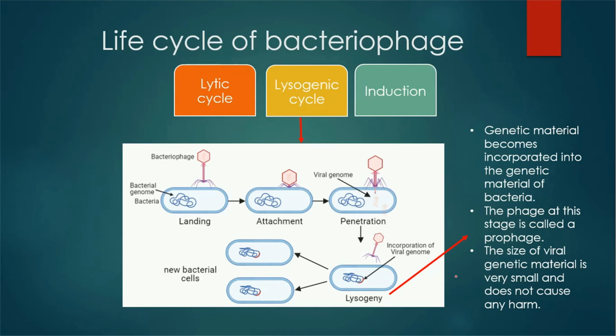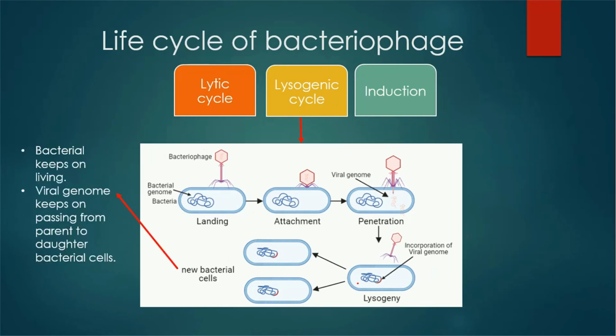Now, the size of the viral genome is so small that it will not cause any harm to the bacterial cell, and the bacterial cells will keep on living normally. This viral material will be transferred to the daughter cells or new cells of bacteria as the bacterial cell keeps on living. So it will keep on passing the viral genome from the parent cells to the daughter cells. So that was the lysogenic cycle.